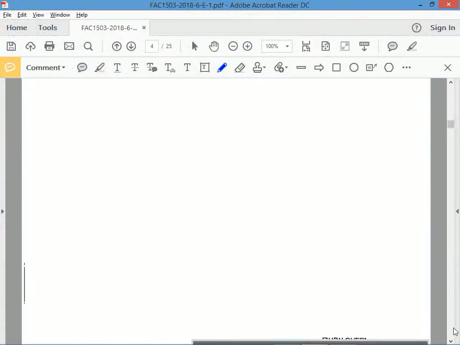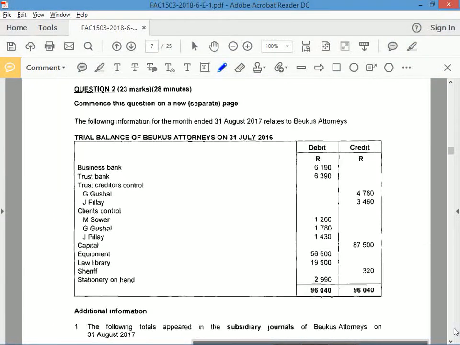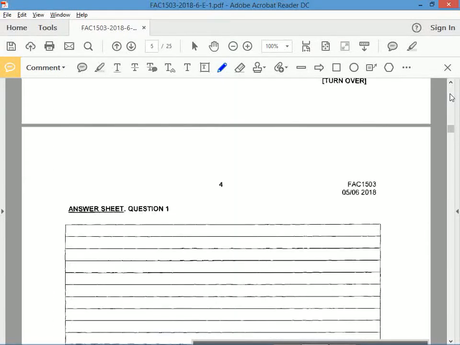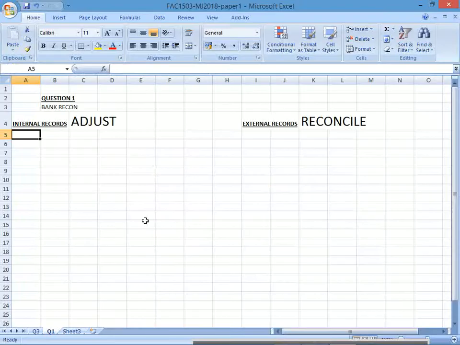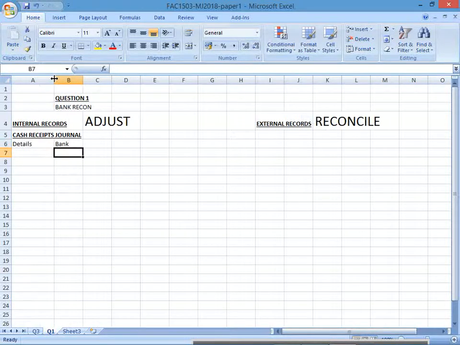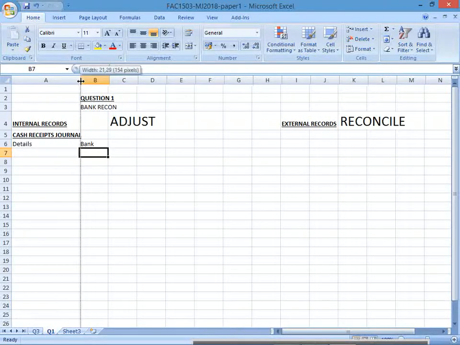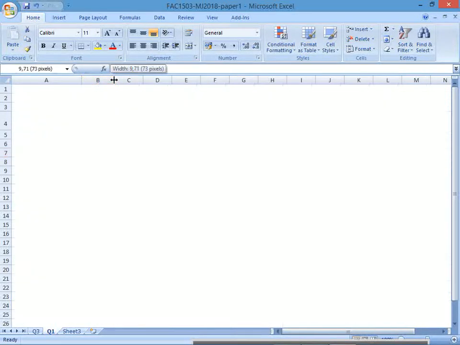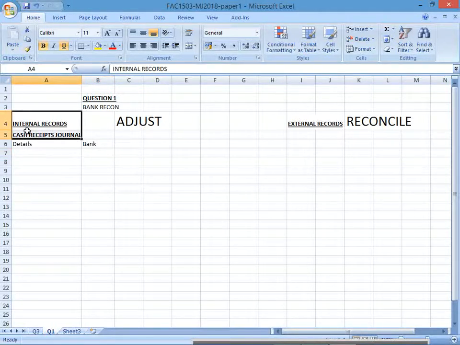Format-wise, I'm going to stick to the format that they've given you, or do they? They don't. Okay, so then you would also need to draw up something similar to what I'm drawing up. Cash receipts journal. It's exactly the same as what we did in class a few weeks back. In the cash receipts journal, you're just going to have 2 columns, one for details and one for bank. That's it. You can put a date column if you want, but the date will always be the last day of the month because this is a bank recon. You reconcile on the last day of the month.